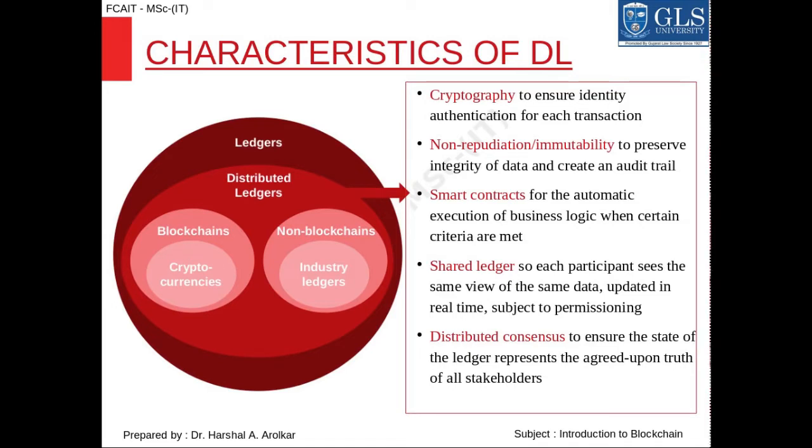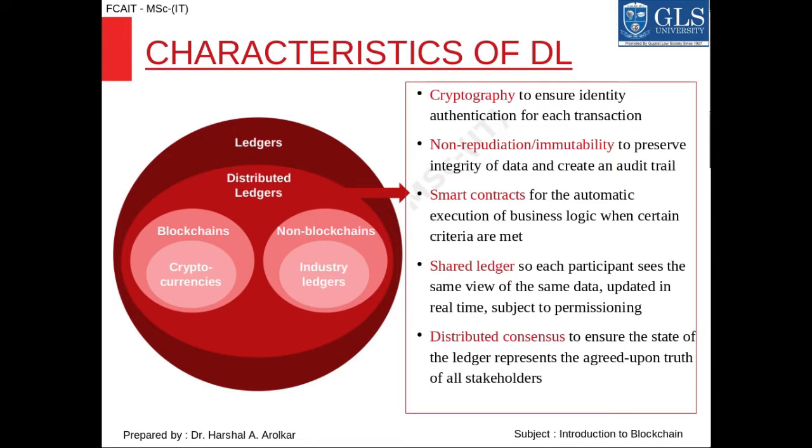As you can see from figure 1, a ledger can be centralized or distributed. We further can say that distributed ledgers can be in the form of a blockchain, or they can be in the form of a non-blockchain. Cryptocurrency can be taken as an example of a distributed ledger, and ledgers for the banking industry or any other industry can also be considered distributed ledgers, but they fall under the category of non-blockchain ledgers. Why are they beneficial?